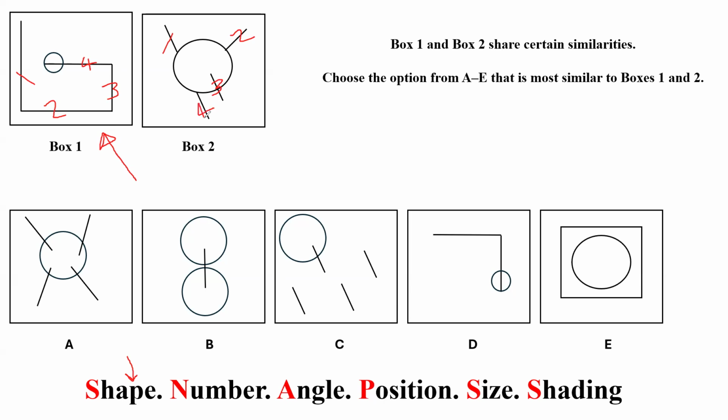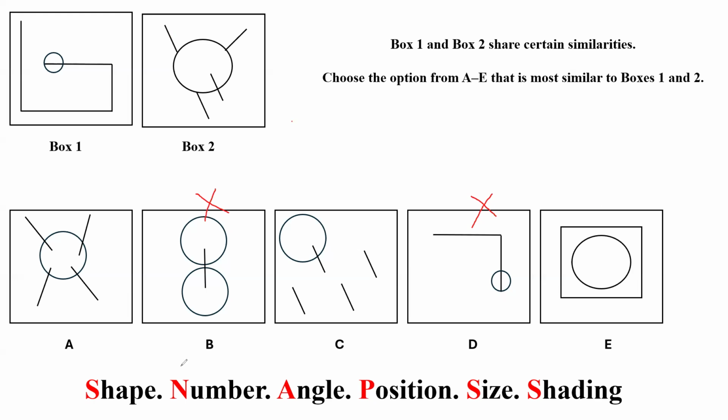4 lines and 1 circle, which means we can get rid of box B. Box D has only got 2 lines. And E, because it's got 4 lines and a circle. In fact, shall we keep E for a minute? I know it's got a square around it, but it's made up of 4 sides and 4 lines. So let's keep that for a second, all right?